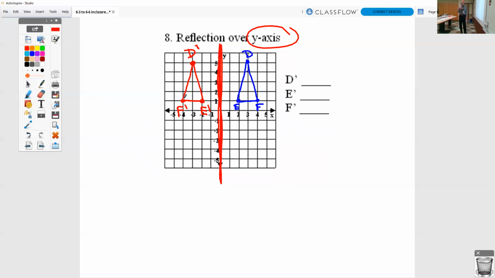And there's your new triangle. Again, same size, same shape. It's just that flipped opposite mirror image. You should be able to fold the paper right along that line, and those two triangles would match up perfectly.